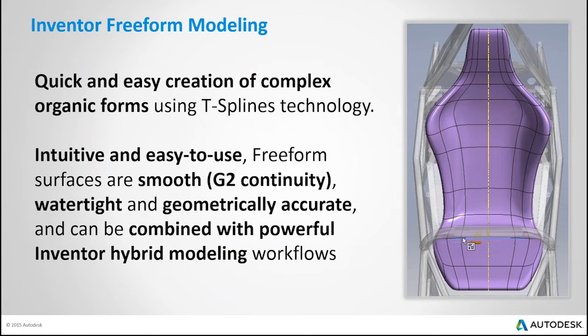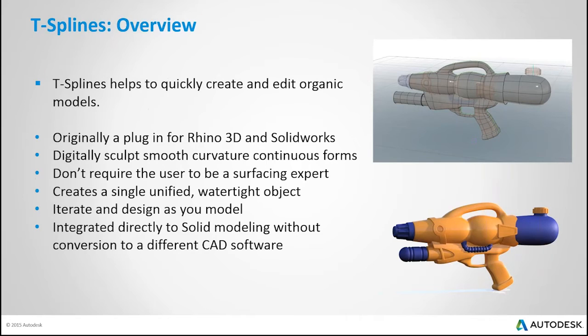So you can do quick and easy creation of complex organic forms using T-Spline technology. It's intuitive and easy to use. You've got free-form surfaces with G2 smooth continuity. They're watertight and geometrically accurate, and combined with other tools in Inventor, they're incredibly powerful. As you can see from those couple of images there, you can do really nice complex shapes.